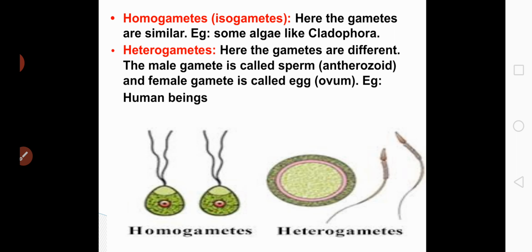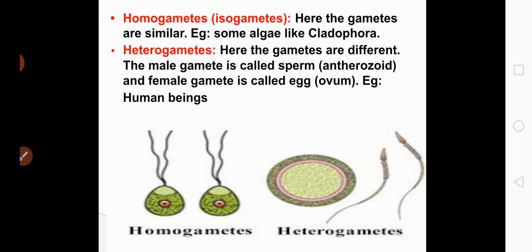What is the meaning of homogamete? Homo means similar. Here the gametes are similar. So in the homogametic condition, both the gametes are similar. Hence they are also called isogametes. For example, in some algae like Cladophora, the gametes are morphologically similar. Hence they are called isogametes.